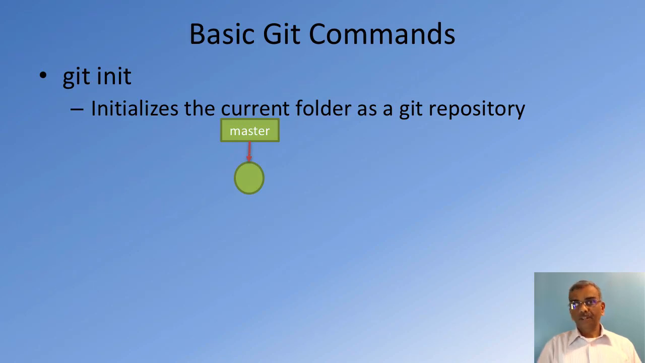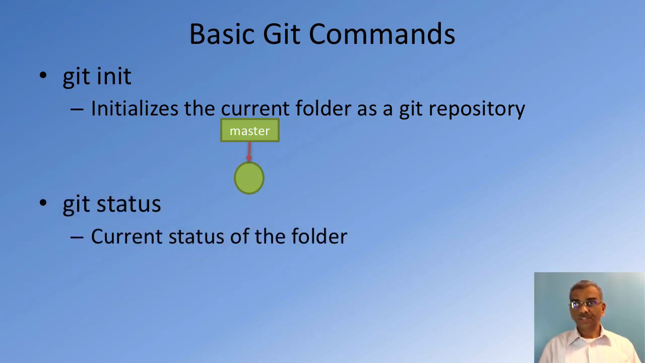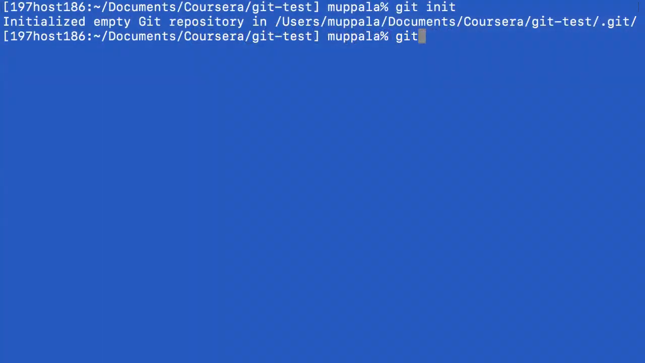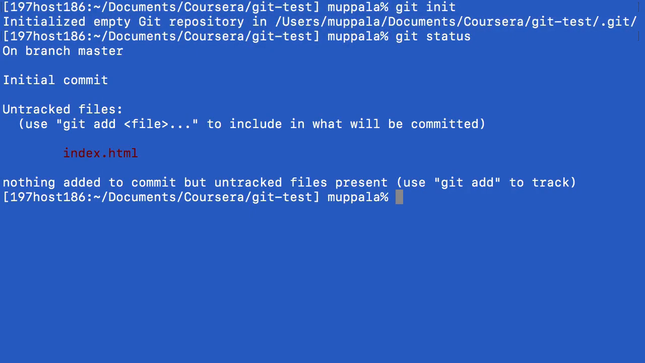The next command that we're going to look at is git status. If you type git status in the command line, it'll tell you the current status of the folder. So let's do that at the command line and see what it shows. At the command line, type git status and read the information that is typed out on the command window. You see that it says on branch master, so that is the master branch that we are on, and it says untracked files and then shows index.html in red.